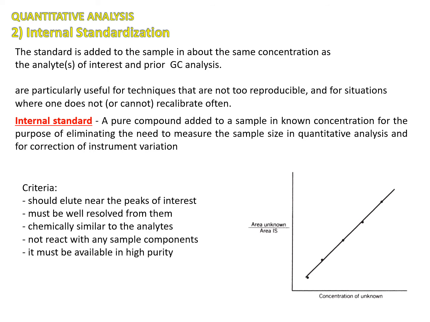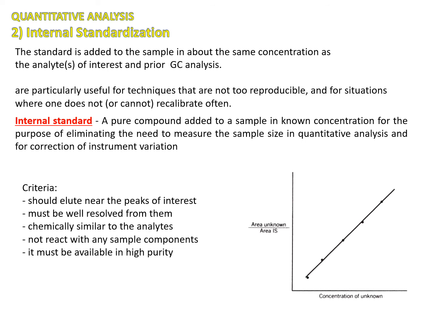This way of quantitative analysis is a bit different, because here the standard is added to the sample in about the same concentration as the analyte of interest prior to the GC analysis. This is particularly used for techniques that are not too reproducible and situations where it cannot be recalibrated often. So usually, class, an internal standard is a pure compound added to the sample in a known concentration for the purpose of eliminating the need to measure the sample size in quantitative analysis and correcting for instrument variation.